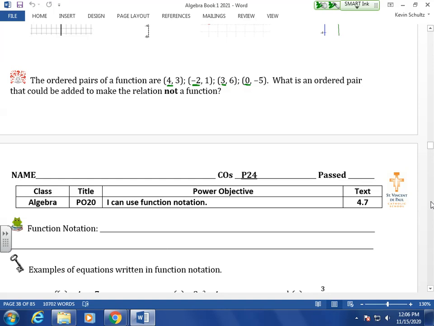So then the question is, what is an ordered pair that could be added to make the relation not a function? Basically, you needed to add an ordered pair that either started with a 4, with a -2, with a 3, or with a 0. It doesn't matter what the y is, okay? As long as it wasn't 4, 3, because that ordered pair already exists here. And as long as this wasn't -2, 1, because that ordered pair is already part of it. It's the same point. So as long as you made one of those x values repeat, it really didn't matter what y value you put with that repeated x. That's what makes it not a function.